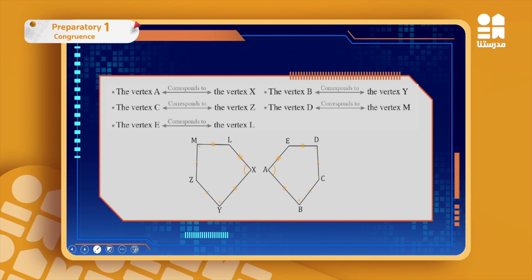As you can see, the vertex A corresponds to the vertex X. The vertex B corresponds to the vertex Y. The vertex C corresponds to the vertex Z, and the vertex D corresponds to the vertex M, and the vertex E corresponds to the vertex L. That means we have the same measurement for each two corresponding angles.